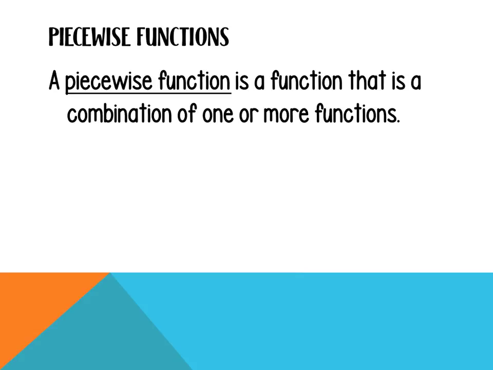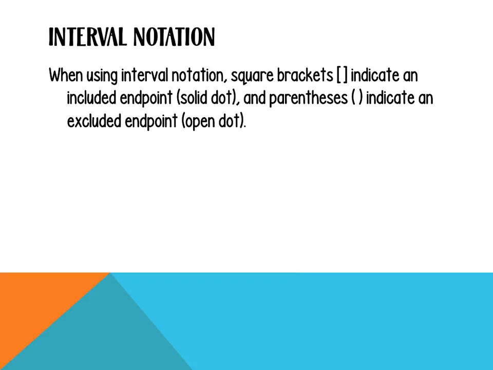And you'll see in a minute, we're going to do 3 things with these. One is identify the values from a graph. The second is evaluate by plugging a number in. And the third is graphing the piecewise functions, which we'll do tomorrow. So in order to do these, you need something called interval notation. When you're using interval notation, a square bracket indicates an included endpoint or solid dot, and parentheses indicate an excluded endpoint or an open dot.